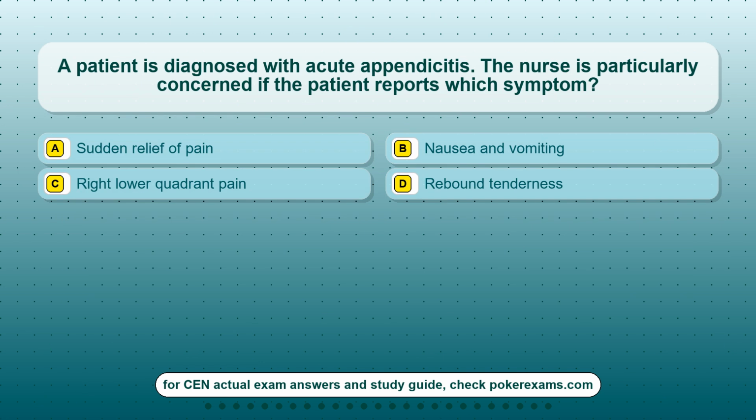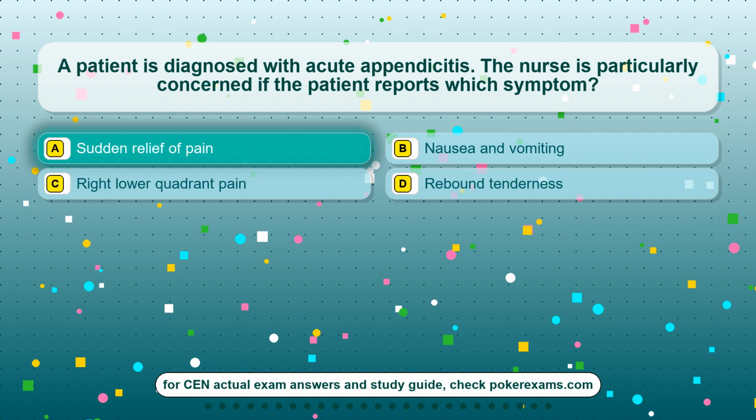Question 15. A patient is diagnosed with acute appendicitis. The nurse is particularly concerned if the patient reports which symptom? Option A, sudden relief of pain. Option B, nausea and vomiting. Option C, right lower quadrant pain. Option D, rebound tenderness.